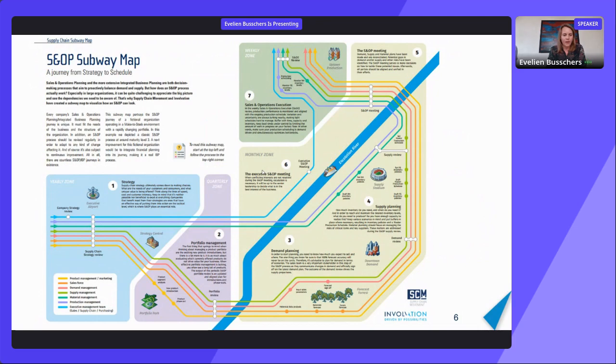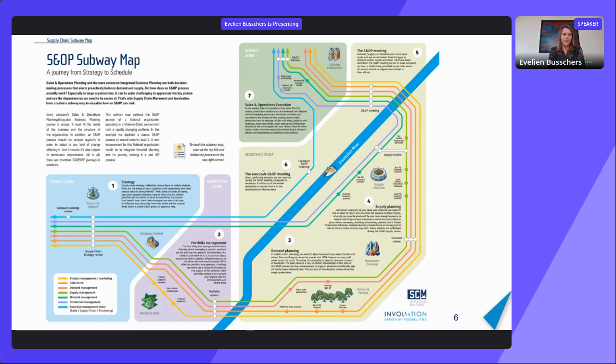So the lines, the metro lines, they represent the roles that are involved in this process. So we can see the roles involved in the left bottom corner. So they are product management or marketing in yellow. Orange is our sales force. Then we have several supply chain functions. Pink is demand management, green supply management. The light blue is material management. Then purple is production management, and our darker blue is the executive team as a whole.